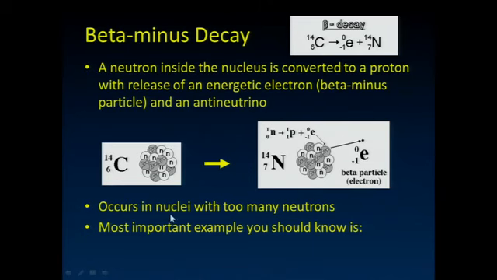Of course, as I said, this occurs in nuclei with too many neutrons, or if you will, too few protons. And one of the most important examples we should know of this is I-131. I-131 is a beta minus emitter. It gives off energetic electrons. And we use this for treatment purposes. We talked about, when we discussed the interaction of particulate radiation with matter, that these energetic electrons deposit all their dose locally, within a few tenths of a millimeter of where they're created. And so it's great for that treatment.